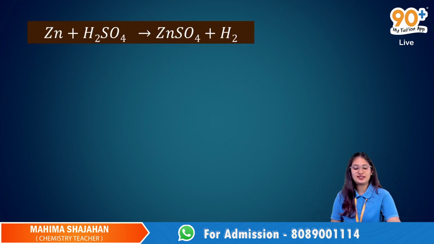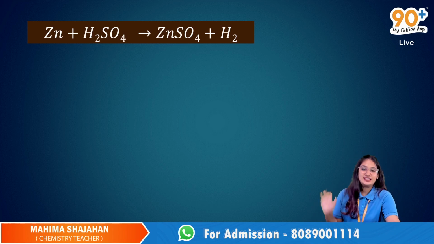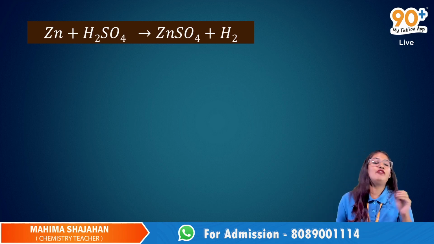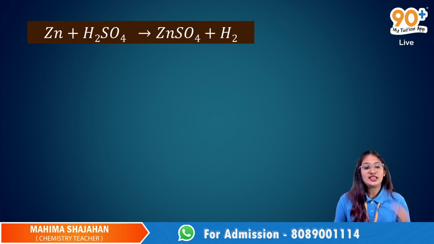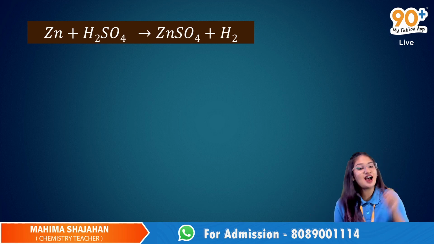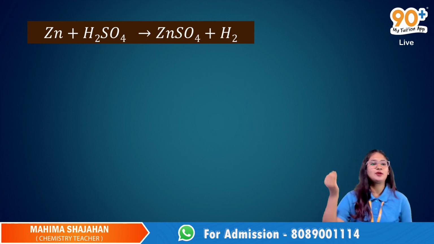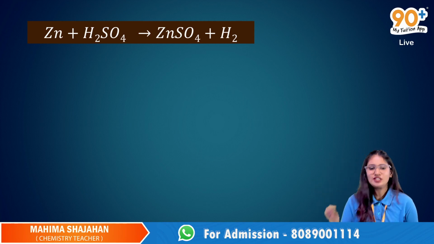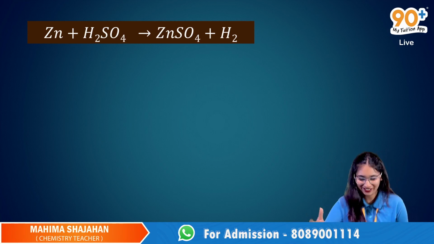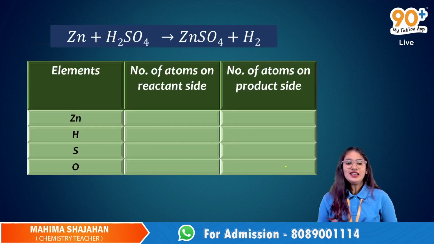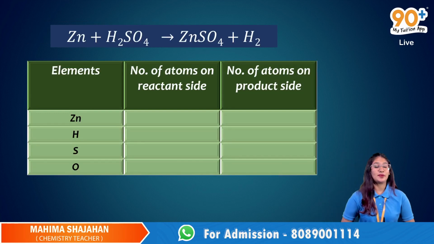This is the equation of the experiment we did earlier. Zinc is reacting with sulfuric acid to produce zinc sulfate and hydrogen gas. See how quickly we have represented a reaction. So simple and so fast, right? Now, let's see the next topic, which is balancing these equations.